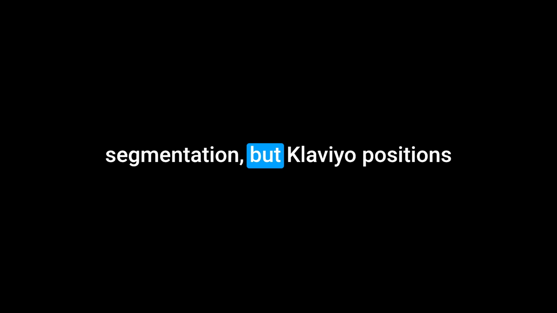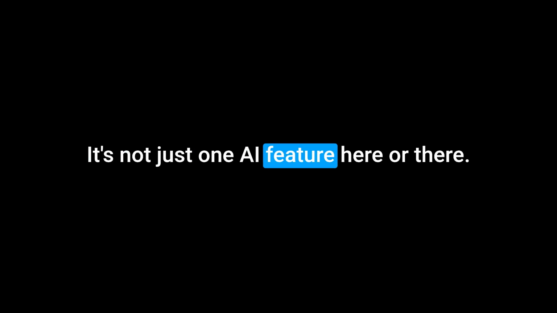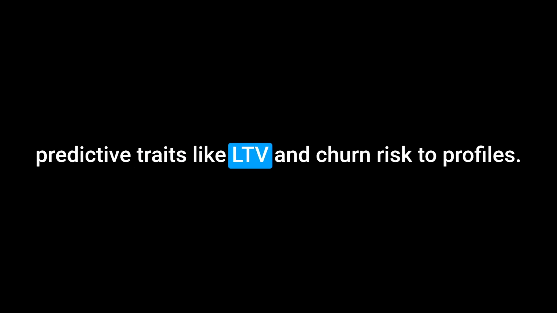Okay, let's switch back to the more front-facing stuff. AI. We've touched on it in data and segmentation, but Klaviyo positions AI as this horizontal intelligence layer. Tell me about their AI-driven omnichannel engagement. Right. It's not just one AI feature here or there. It's woven throughout. We already talked about the AI models appending predictive traits like LTV and churn risk to profiles. That's foundational. Yeah, the predictive side.